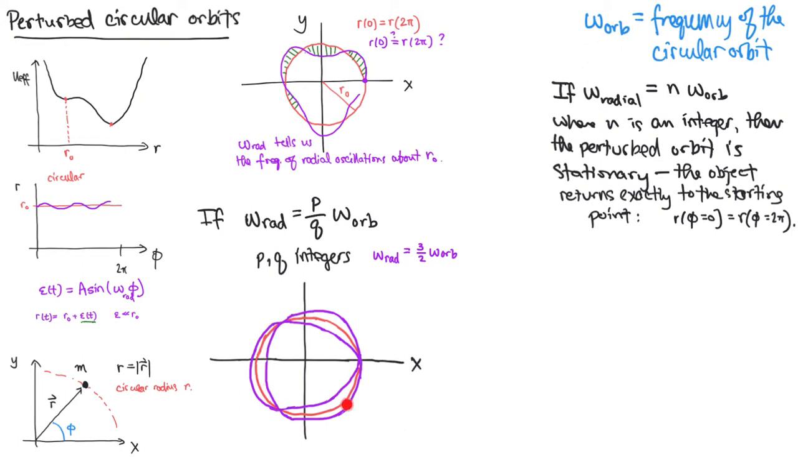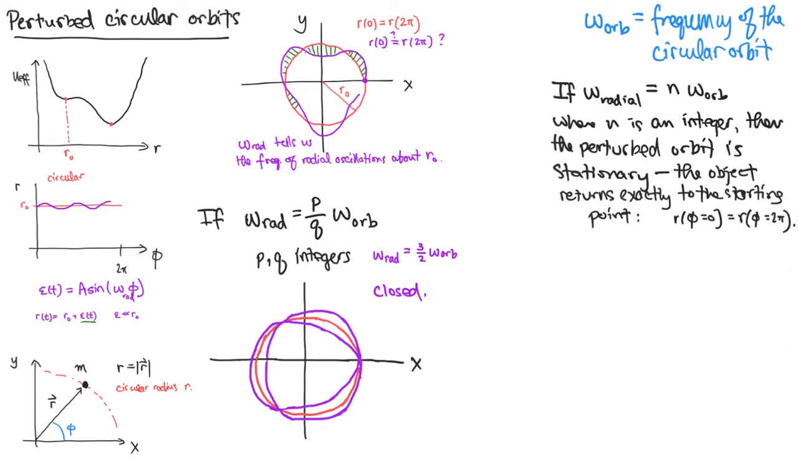So you have to go around the circle twice before you retrace your steps, but the orbit is closed after those 2 cycles. So 1 cycle, 2 cycles, repeat. 1 cycle, 2 cycles, repeat, and so on. So we can say that this orbit is closed, and any orbit that has a radial oscillation frequency that's an integer ratio times the orbital frequency will be a closed orbit.